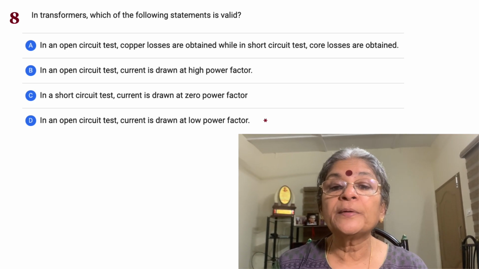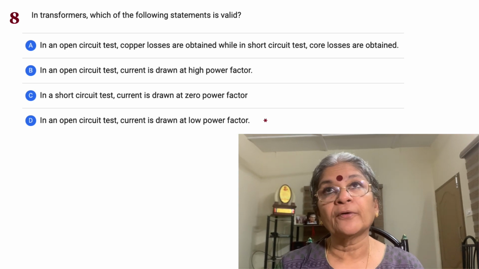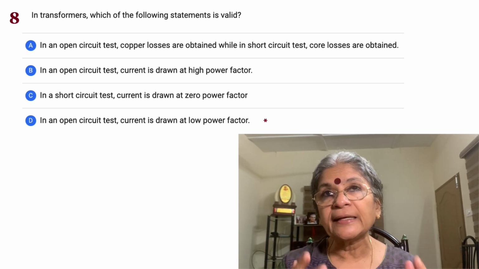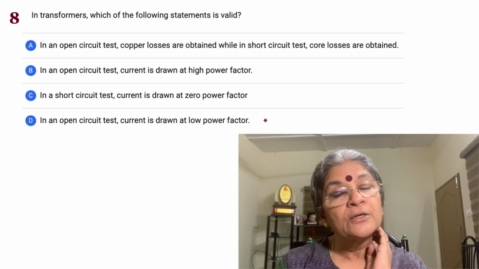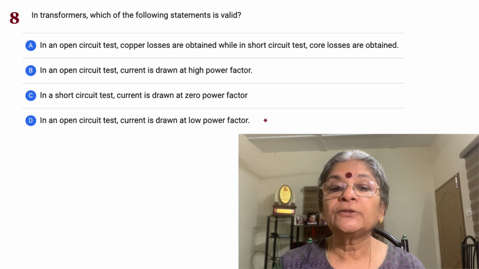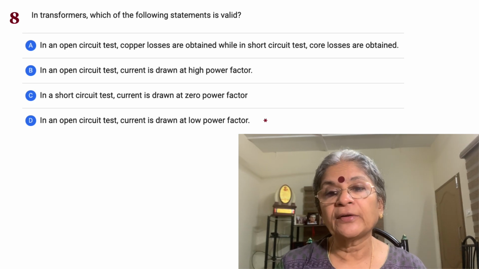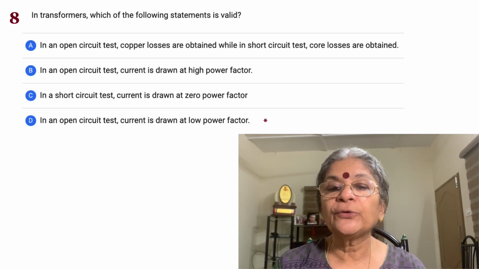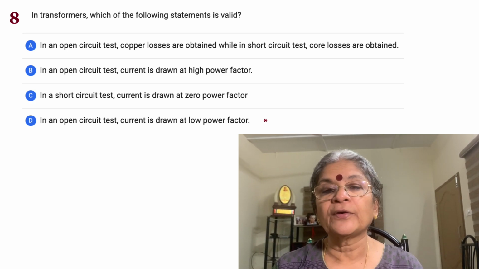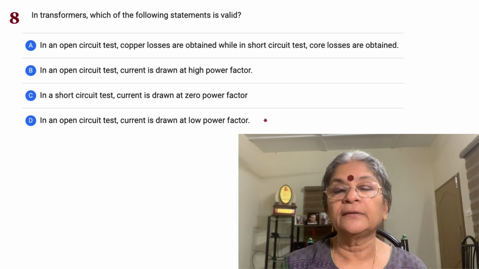Okay, in an open circuit test, current is drawn at high power factor. No, it is always the inductance which is governing the no load test, so you will have a low power factor. Okay, in a short circuit test, current is drawn at 0 power factor. That's also not true. Then the power factor is actually better. Okay, in an open circuit test, current is drawn at low power factor. Of course, that's exactly right, that's the only one which is relatively true.